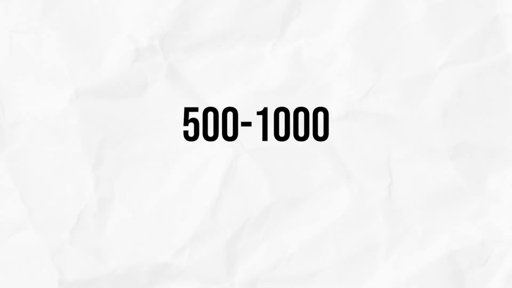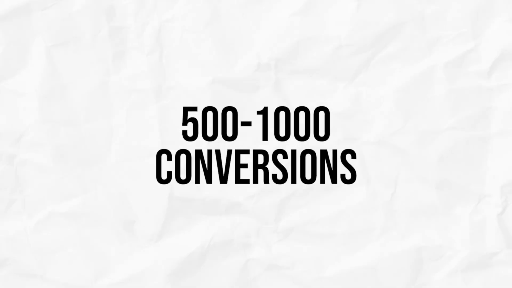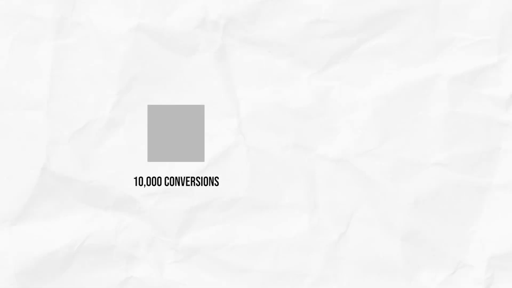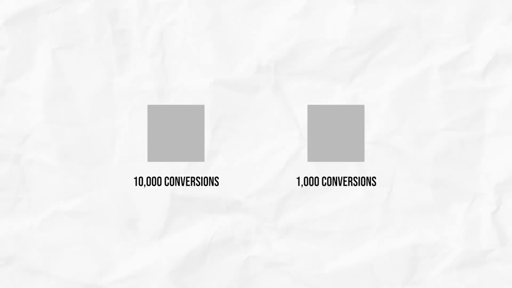So ideally, you would have at least 500 to 1,000 conversions registered in your ad account before you start to use open targeting. And of course, the more conversions, and I say conversions, not everyone can optimize for conversions, so let's just say results. The more results that you have in your ad account, the better. So an ad account with 10,000 conversions is going to perform better with open targeting usually than an ad account with 1,000. An ad account with 100,000 conversions or 500,000 conversions is better and better.